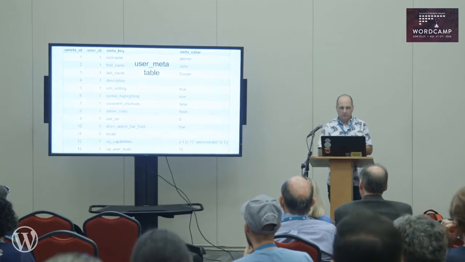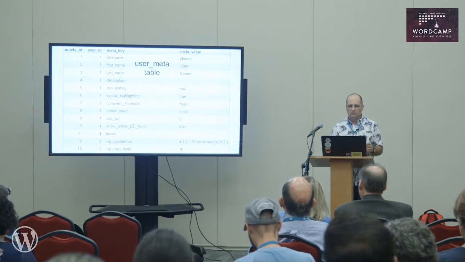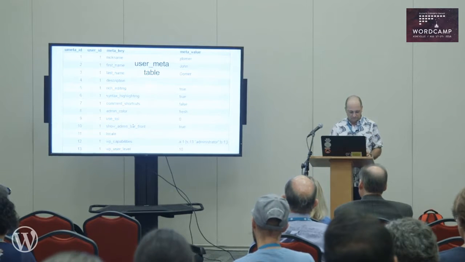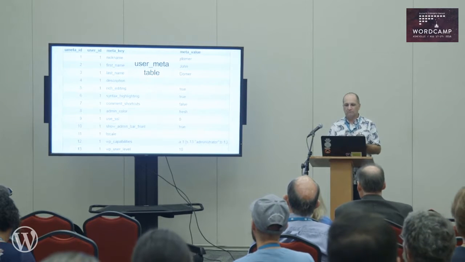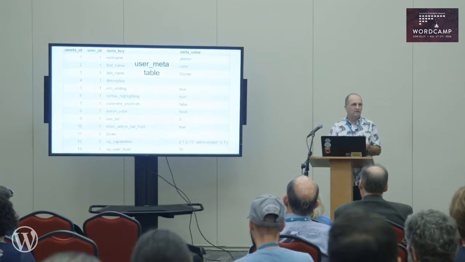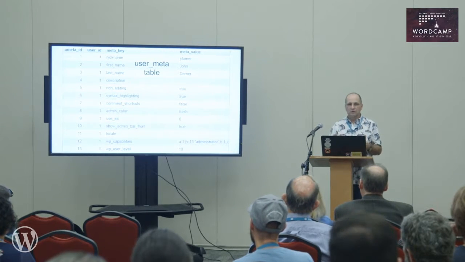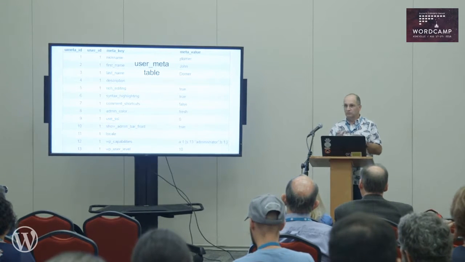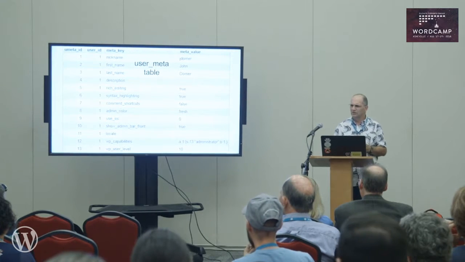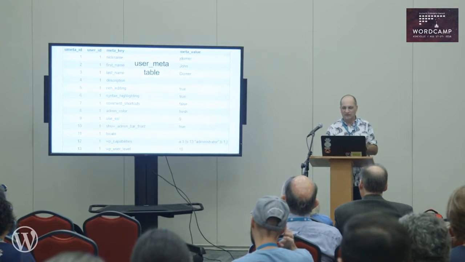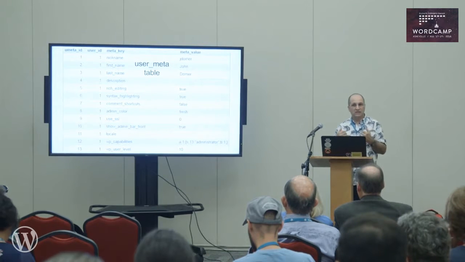Okay, the user's meta table. This is where the user role is in here. So this is information about the user. So you've got the user nickname, the first name, last name, description. Do I have rich editing turned on? When you create a user or edit a user, you can give them permission to use rich editing or just plain text. I don't know, does that still even work? It used to be, but I don't know why they would still have that. Anyways, syntax highlighting, the admin color, a lot of things that I can change as a user.